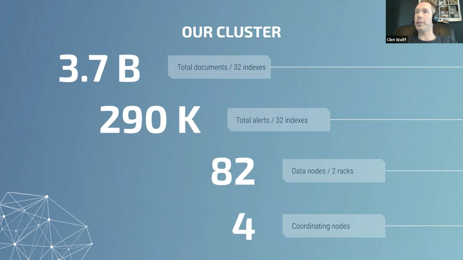We have about 290,000 alerts. Again, similar to documents, they're spread across 32 indexes. So really a one-to-one mapping for an alert index to a document index. This is what we use for the percolation. Again, I'll get into more on that in a bit.